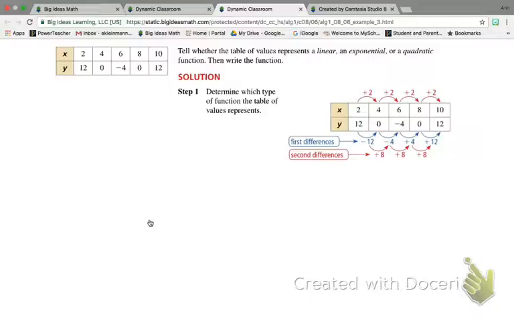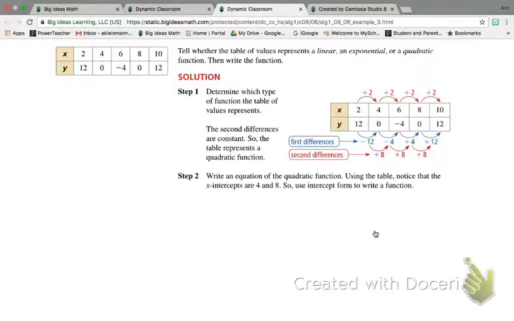From negative 12 to negative 4 is plus 8. From negative 4 to positive 4 is plus 8. Positive 4 to positive 12 is plus 8. So the second difference is constant, therefore we can verify that it is quadratic. So since we know this, we're going to write an equation of the quadratic function.